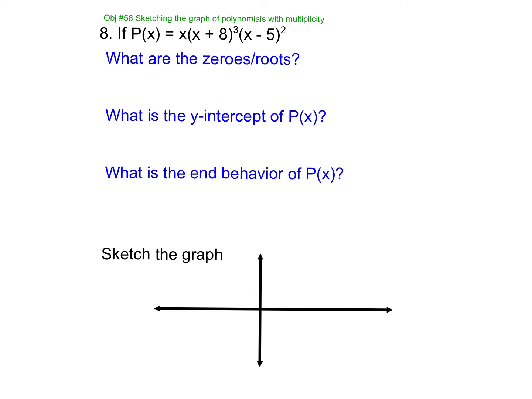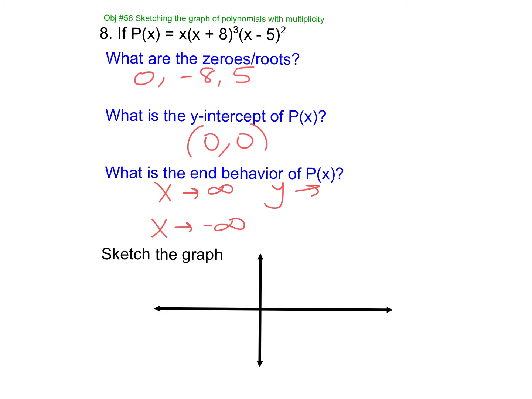All right, I want you to pause and see if you can try this one on your own. So my zeros are 0, -8, and 5. So now we have two multiplicities. (0, 0), right? If I plug in 0 everywhere, x goes to infinity. x goes to negative infinity.